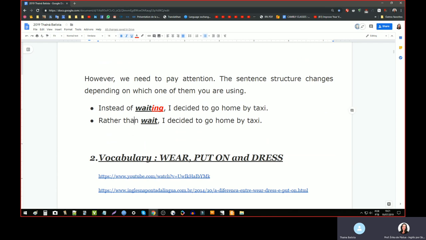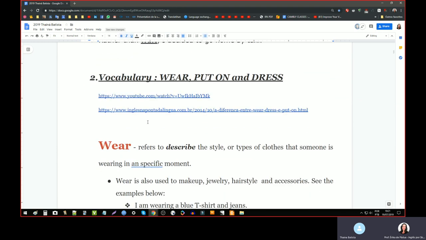Okay. And in this case, rather than will never be followed by ing and never be followed by a to infinitive. You cannot say rather than to wait. It doesn't work, right? And probably you've been listening to a lot of English lately. You can feel that it sounds strange, right? When we say rather than to wait or rather than waiting. Doesn't sound good. So it helps. By contrast, if you're in doubt, you can do that contrast and find the right way to do it. All right, now vocabulary.